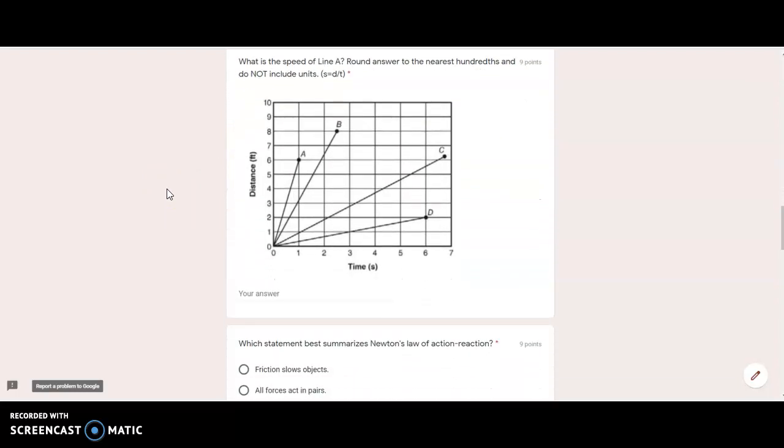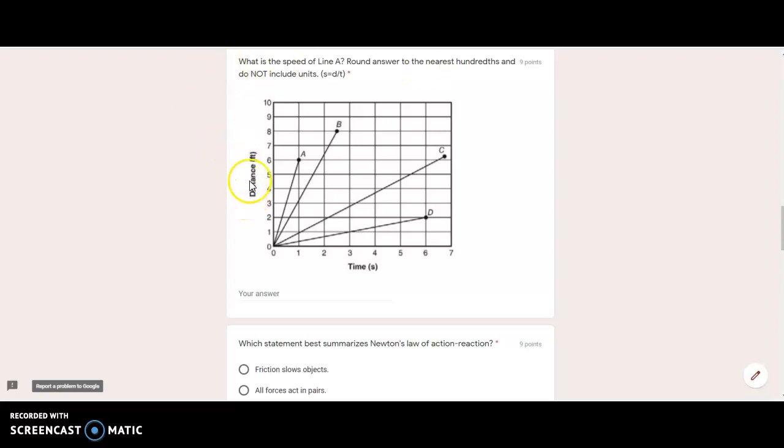Okay, next question. What is the speed of line A? Round to the nearest hundredth and do not include units. So just as a refresher, when I'm looking for the nearest hundredths, I'm looking for 0.00 or point something something. Obviously 0.00 is not the correct answer, but it should be point something something. For instance, 0.85, 0.26, 0.29. Obviously it should go to that second digit.